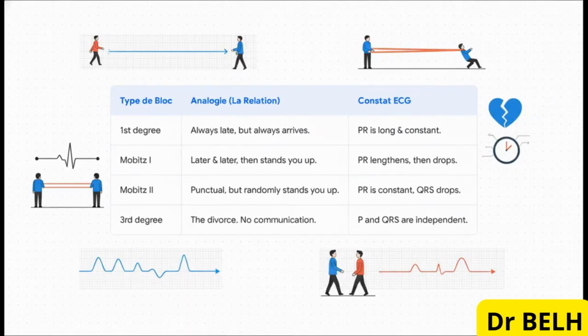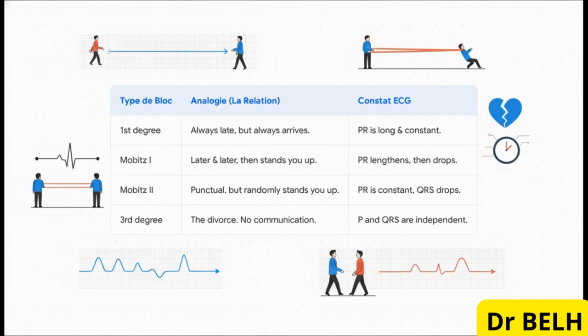Let's break this down. In a first-degree block, your partner is always late, but they always show up. The PR interval is a little too long, but it's consistent. In a Mobitz I, your partner gets later and later and later until one day they just don't show up at all. The PR interval progressively lengthens, then boom, a dropped beat.